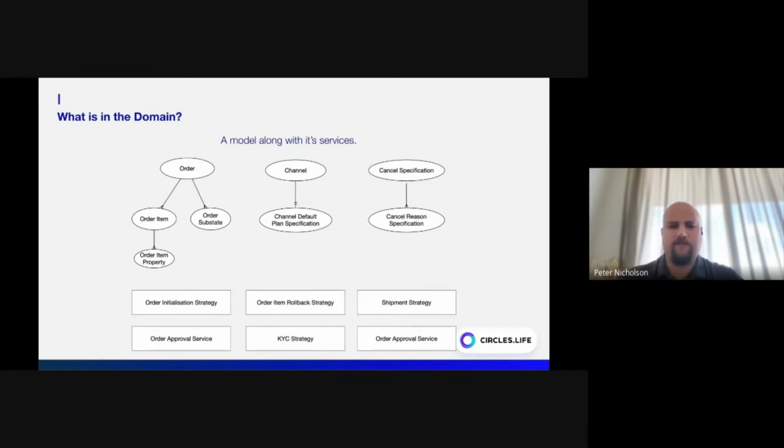Left out some of the services, some of the strategies, as it'd be just too many to fit on one side. We can see that we have a model consisting of an order, some of its child objects, a channel with its child objects, and the cancel specification with its child object. And then we have a whole host of services and strategies. They're going to dictate how these things are used and how they influence each other. This is the domain. This is what we're trying to express. And this is where we start creating the shared language and start filling out the logic.